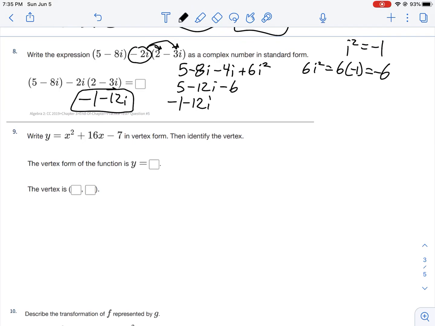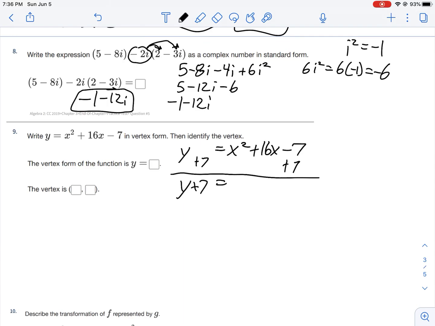All right, write y equals x squared plus 16x minus 7 in vertex form, then identify the vertex. All right, we did go over this. It is not the most fun thing. I'm going to rewrite this. I'm going to leave a gap after y because I need to clear my c term. And then if I have an a term, I need to clear that as well after I clear the c term. I will add 7 to each side to clear my c term.